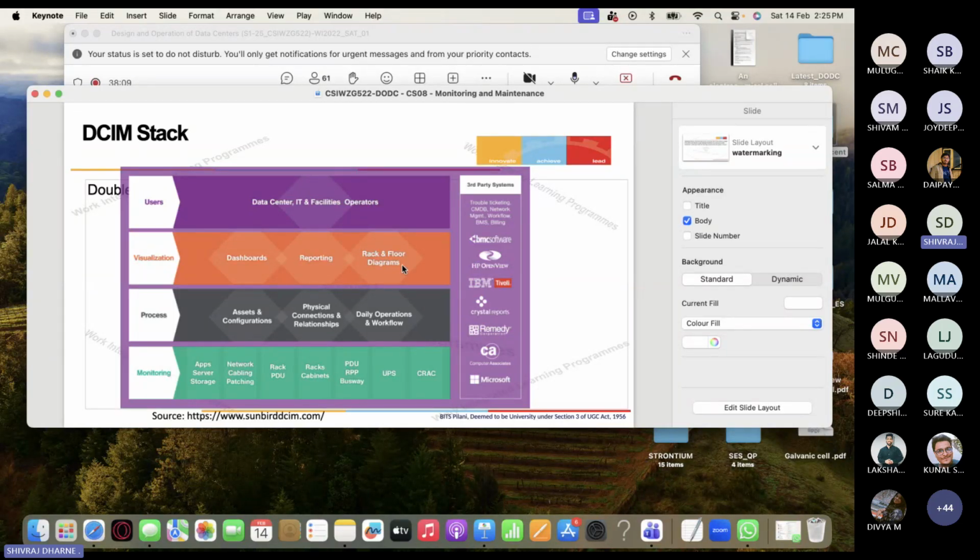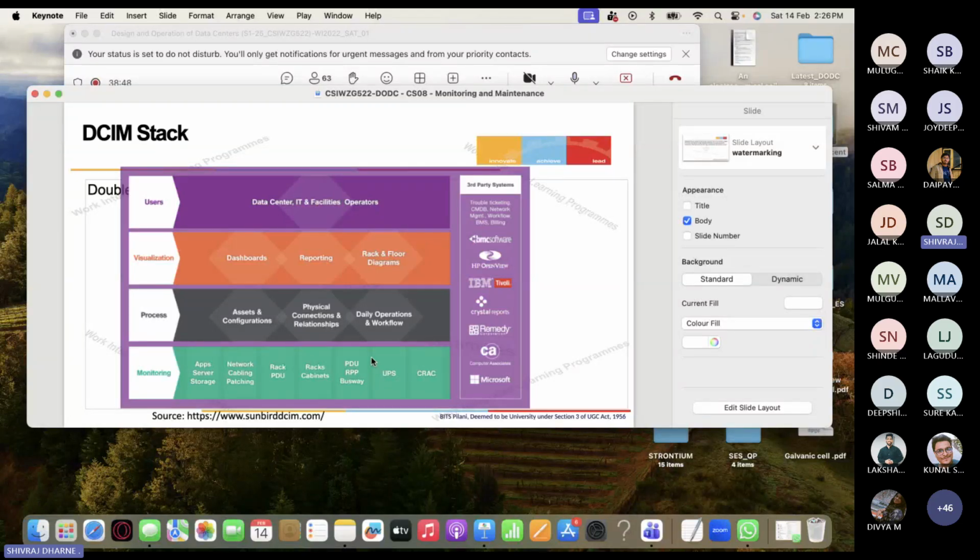It has to look at everything from the user perspective. We need to find out who the IT and facility operators are, the users. We have to find the information about them and add that into the stack of the data center infrastructure management system. So you can say data center IT facility is the topmost layer. The next layer is for visualization of the analysis and data collection, dashboards, reporting, rack or flow diagrams, all that information should be there. That is the second layer.